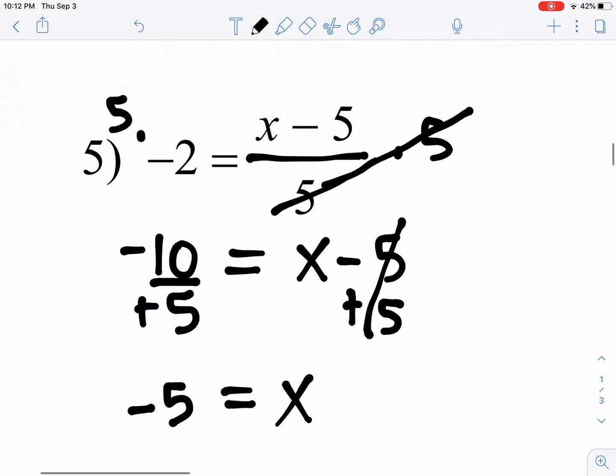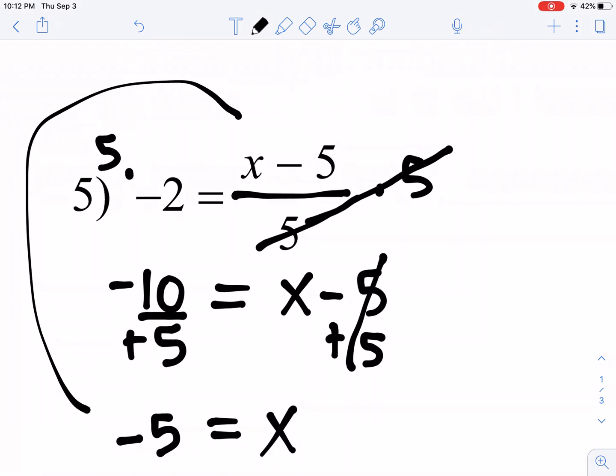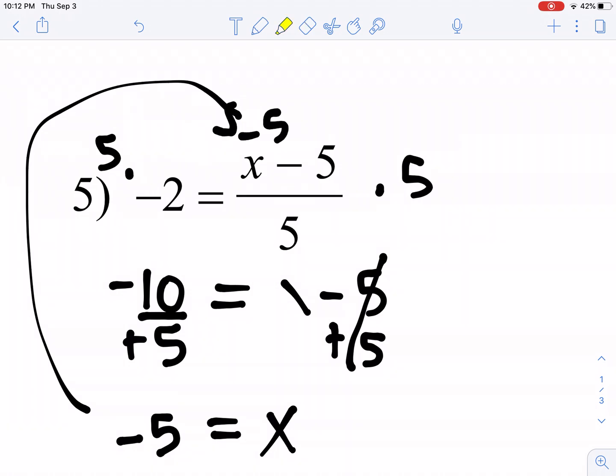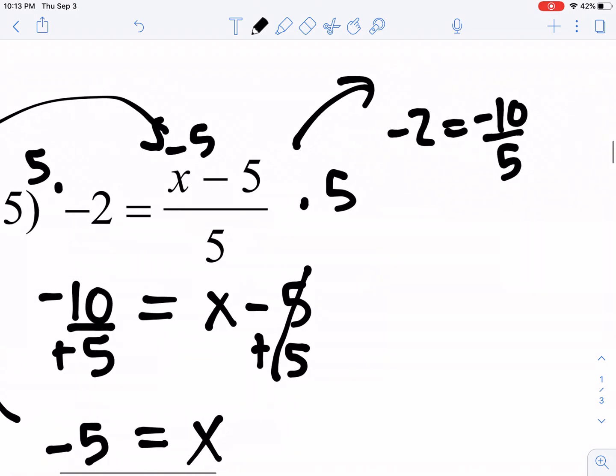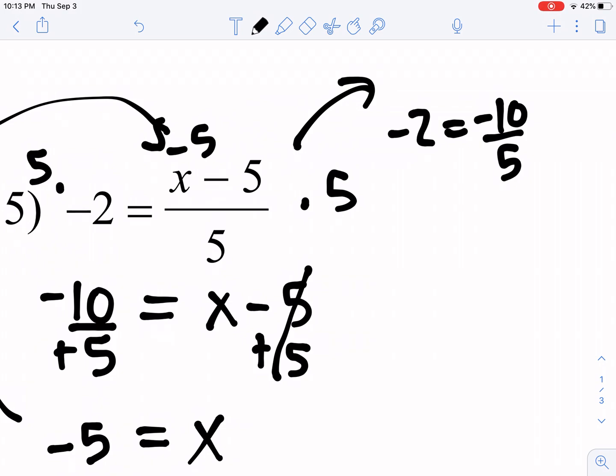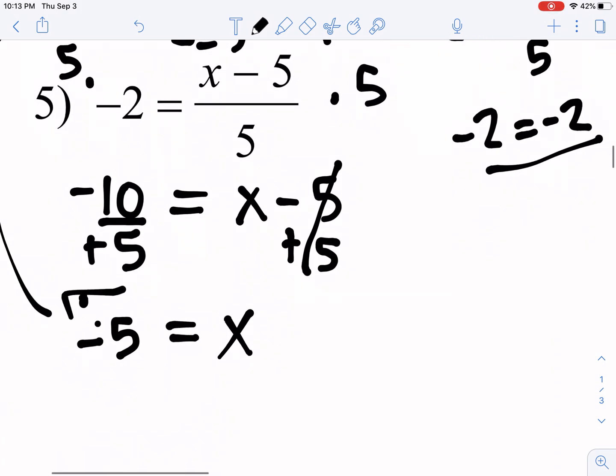Well, let's check to see if that's right. So if I plug my negative 5 back in for x here, and going back to the original equation, oops, I would have a negative 5 minus 5. Well, same sign, add and keep the sign. 5 plus 5 is 10, and they're both negative. So I'm going to write this out here. We'd have a negative 2 equals a negative 10 over 5. So a negative 5 minus 5 is a negative 10. Well, now I have division. What's a negative divided by a positive? Negative 10 divided by 5 is negative 2. So that's what I wanted, so we know that this is correct.